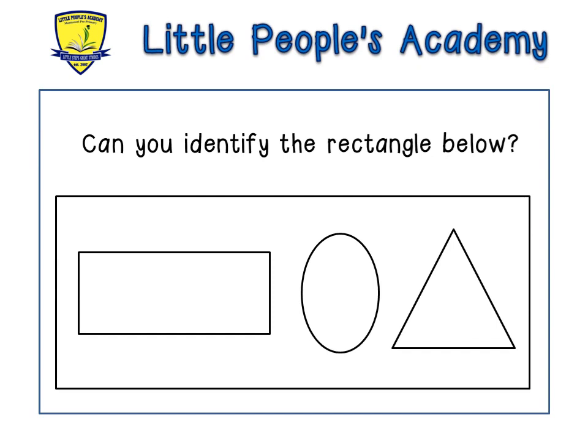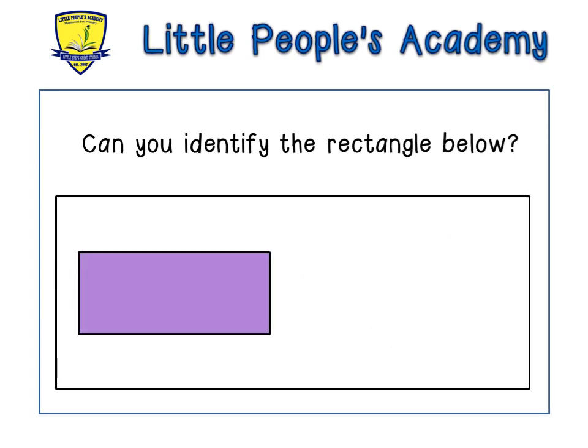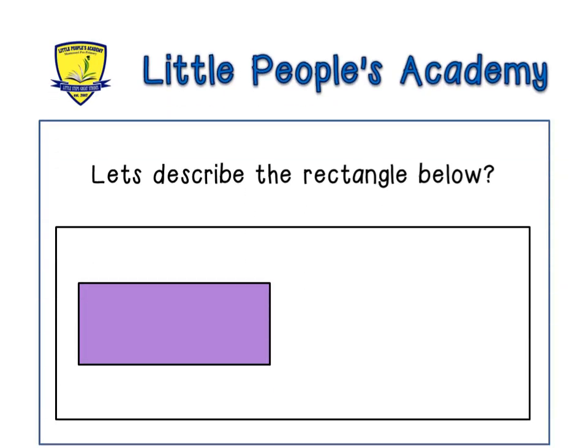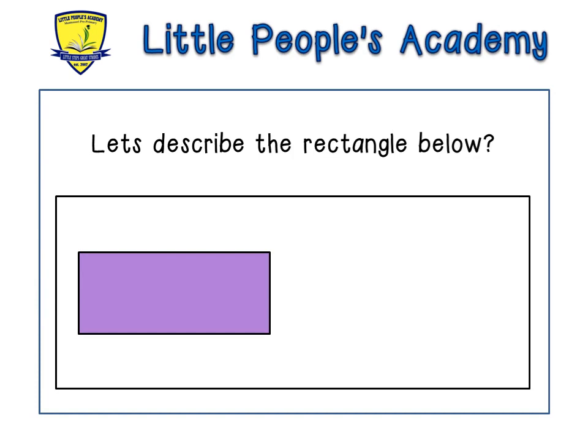Can you identify the rectangle below? This is a rectangle. Let's describe the rectangle below. A rectangle has 2 long sides and 2 short sides. We will now be moving on to our color identification lesson.